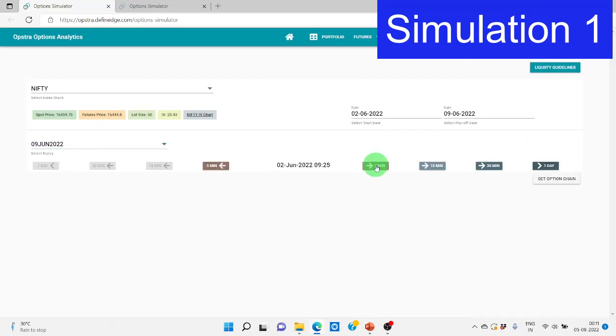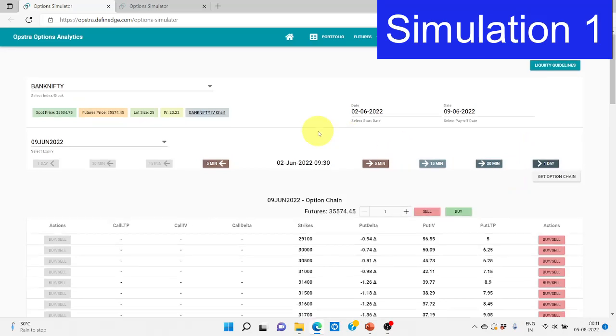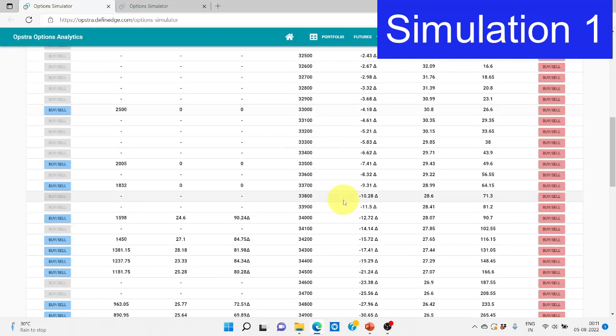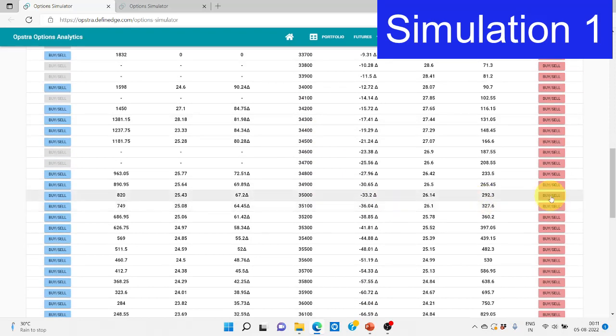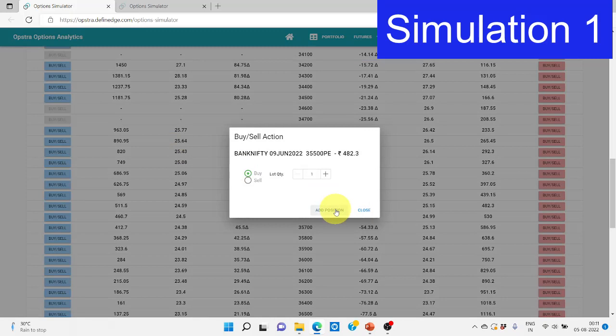So we are going to, sorry, this is a Banknifty one. We are going to buy ATM call. So 35,500 ATM put, first we'll see put. So 35,500 put, we are buying 1 lot.